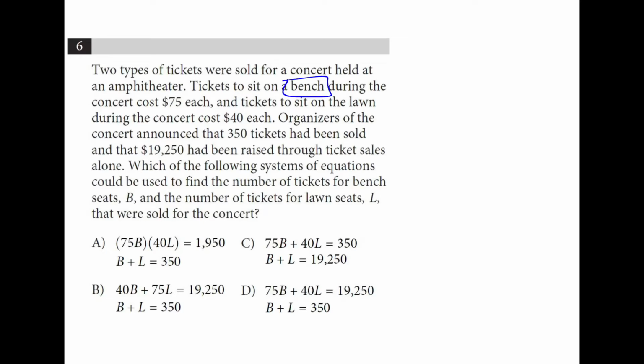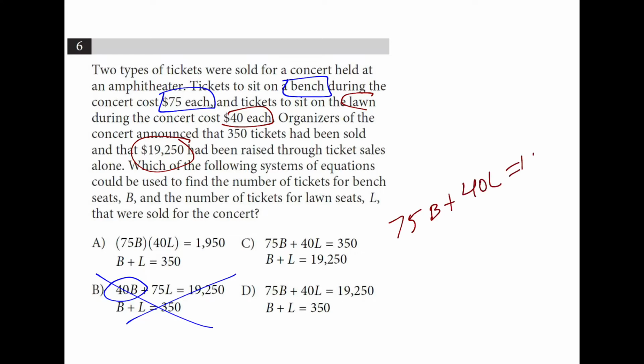First one, bench tickets, 75 each. So this one's out because they have the wrong number in front of B. Lawn tickets are $40 each. And the total amount that you make is $19,250. So we should take the 75 from the bench and add that to the $40 per lawn and get a total of this $19,250. This one is good. All the others are actually off.